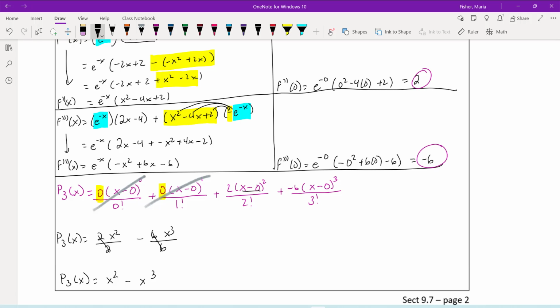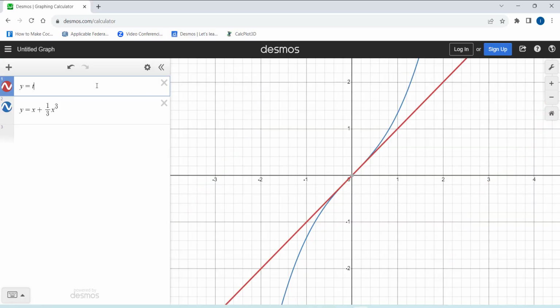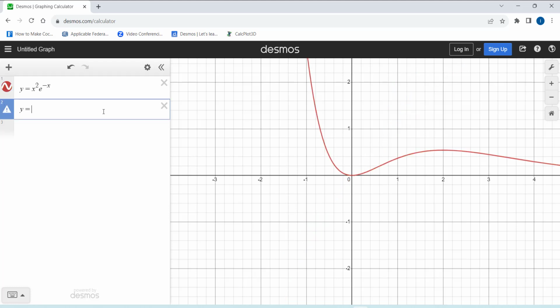Let's go ahead and look at this in Desmos again just to kind of see what we're doing. Again, what we're doing is making a function look like a polynomial. The function in this case was x squared times e to the negative x. And we want it to look like a polynomial, and the polynomial that we got was x squared minus x cubed. Now again, notice we're agreeing at 0 and we're agreeing with the slope. The more terms we'd have, the more the blue graph, that blue polynomial, would look like our given function.